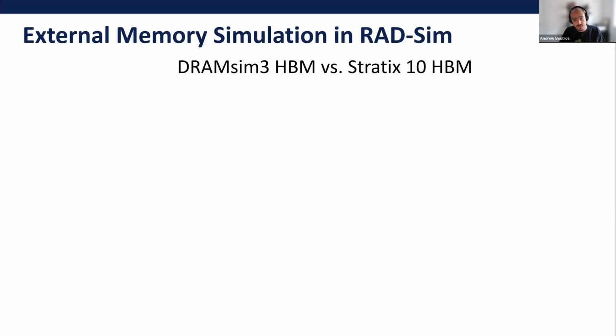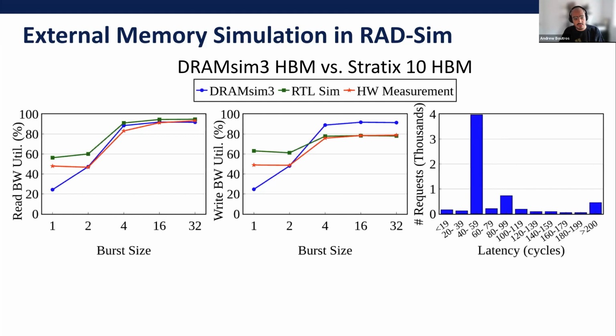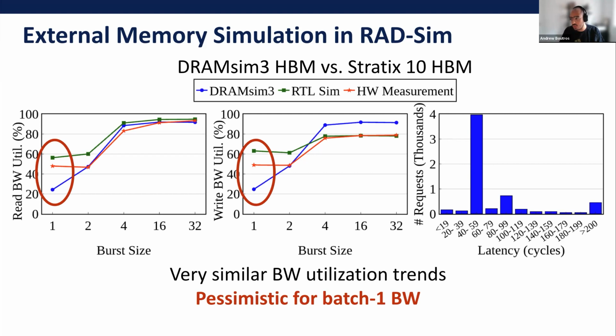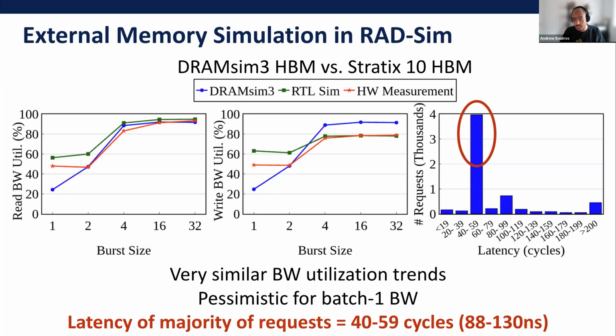And just to make sure that this is faithfully modeling what happens in real systems, we actually compare that to RTL simulation and actual hardware measurements of FPGAs that have HBM in them, compared to simulating a similar device in RAD-Sim. And we see that the bandwidth utilization shows very similar trends. We are a little bit pessimistic for batch one reads and writes. So if you're using those in your application, we are penalizing that a little bit. And the latencies that you measure for memory transactions are similar to what's reported in prior studies about HBM systems on FPGAs.